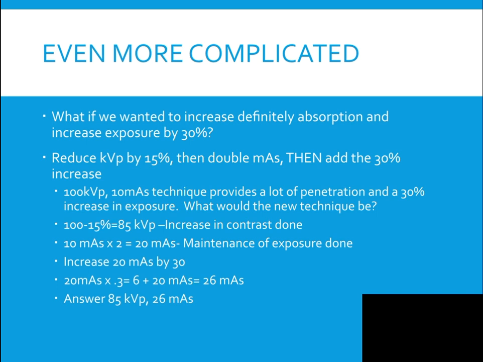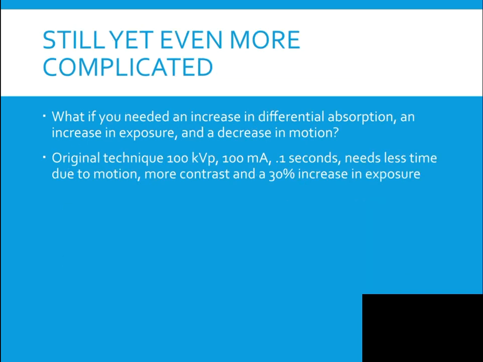Typically whenever you're just increasing your image receptor exposure, that's going to be your mass. So just take it one thing at a time. So reduce your kVp by 15%, and then double your mass, and then add your 30% on top of that. So unless I'm asking you specifically to change your image receptor exposure with kVp, always assume it's going to be mass. So now we've got a new technique that's going to be at 85 kVp because we reduced our kVp, we doubled our mass, and then we added 30% on top of that. That brought us to 26 mass.